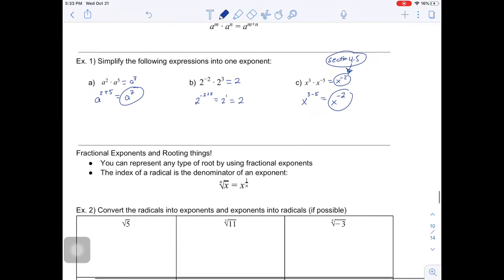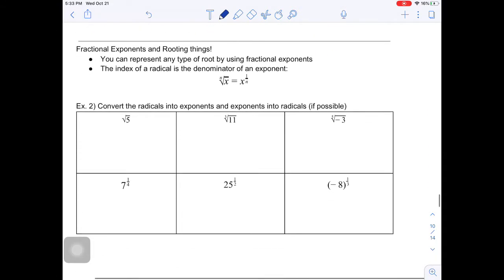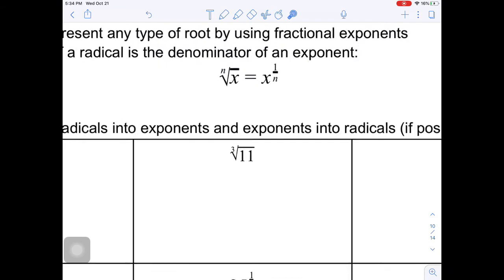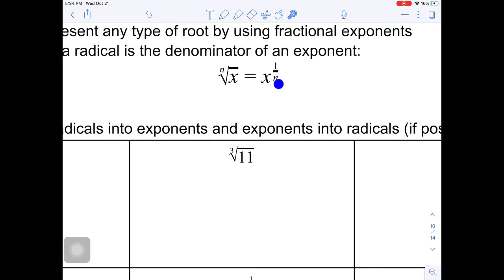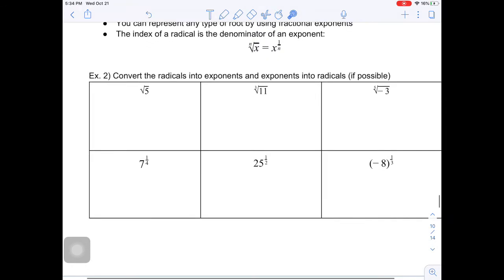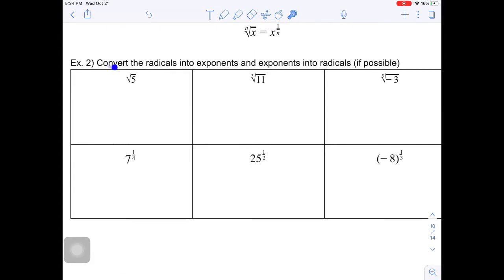Now, let's get into what we're actually learning today. So what we're learning today is fractional exponents and rooting things. Okay, so you can represent any type of root by using fractional exponents. The index of your radical is the denominator of the exponent. So we can see here again, whatever your index is, it becomes the denominator of your exponent. So let's look down here and talk about these. So convert the radicals into exponents and exponents into radicals, if possible.